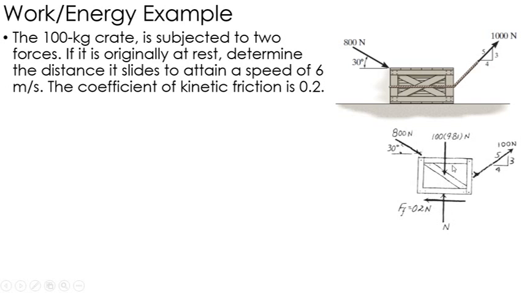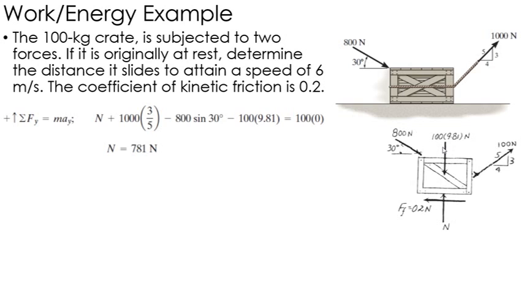To find this friction force, I need to know the normal force. There's no acceleration in the y direction, so I'll sum the forces in the y direction and set it equal to 0, because it does not accelerate vertically. So I have my normal force, I have 3/5 times 1,000 newtons. That should read 1,000, not 100. And then 800 sine 30. That's negative. The 1,000 is positive. And then I have the weight of the object, which is 100 times 9.8. So that gives me the normal force being 781 newtons.